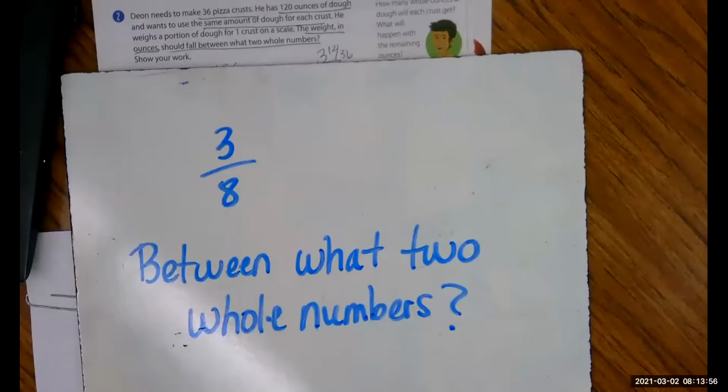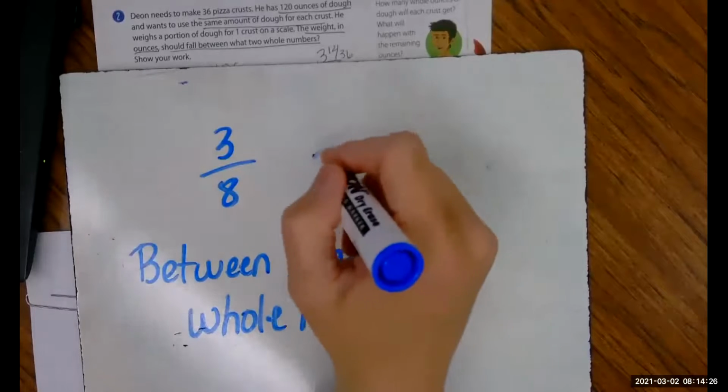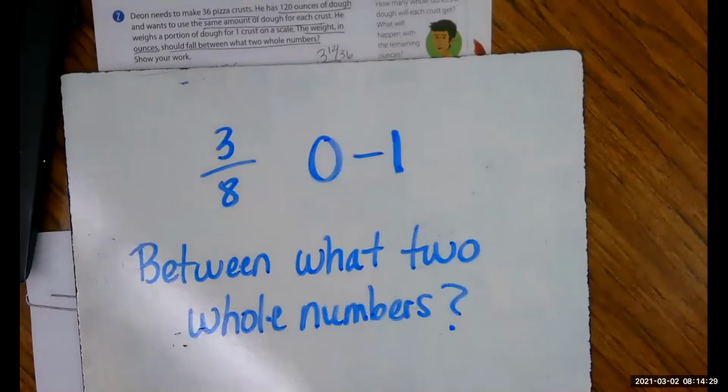Yes, Lincoln. If you look at the fraction 3/8, Deegan, explain to me your thoughts. So I put 0 to 1 because there's 3/8. There's no one whole number, so that's what I got because the numerator isn't bigger than the denominator, so you can't make a whole number yet.